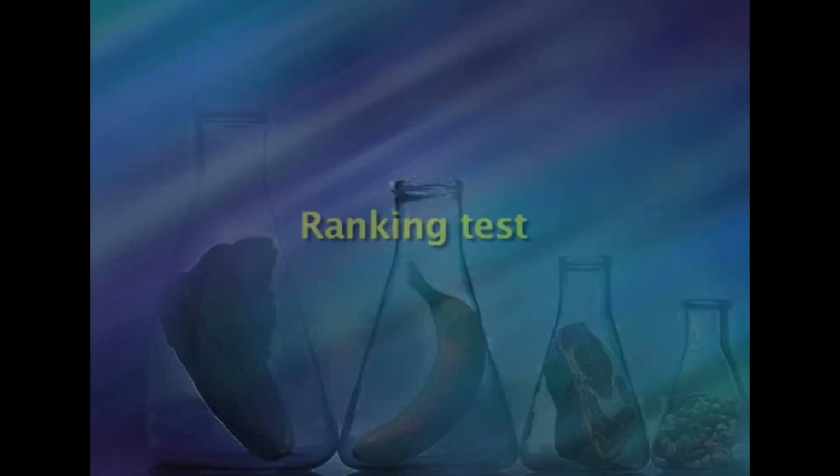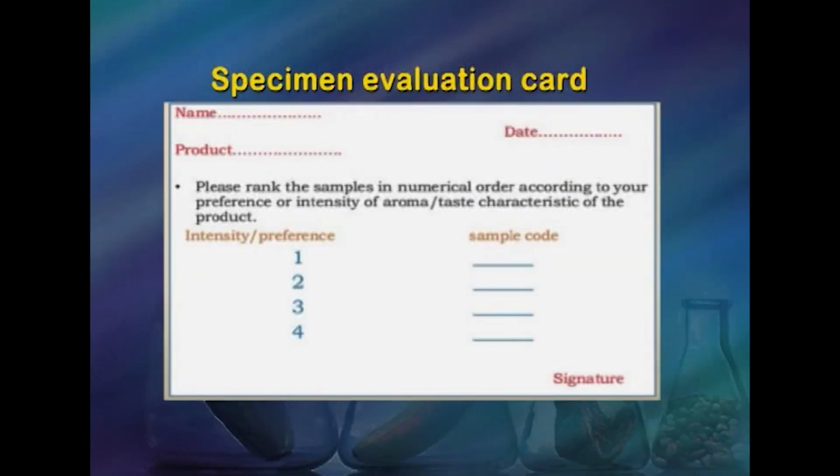These tests give more quantitative data than difference tests and can be used for the analysis of more than two samples at the same time. Now, ranking test. This test is used to determine how several samples differ on the basis of a single characteristic. A control is not needed to be identified. Panelists are presented all samples simultaneously, including a standard or control if used, with code numbers, and are asked to rank all samples according to the intensity of the specified characteristic. In consumer analysis, the panelists are asked to rank the coded samples according to their preference.